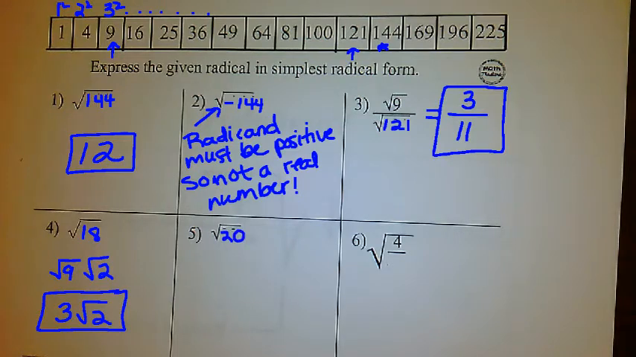So I have the square root of 20. Again, you can use this up here to help you out. The square root of 20 I know can be separated into 4 and 5.